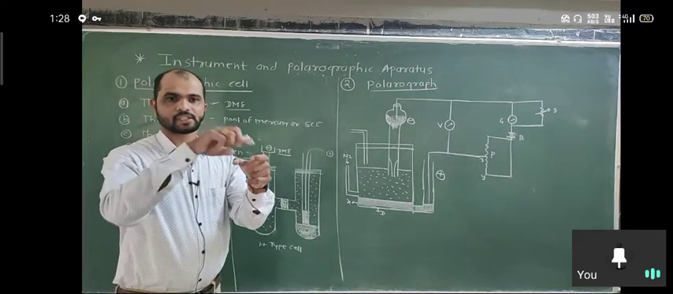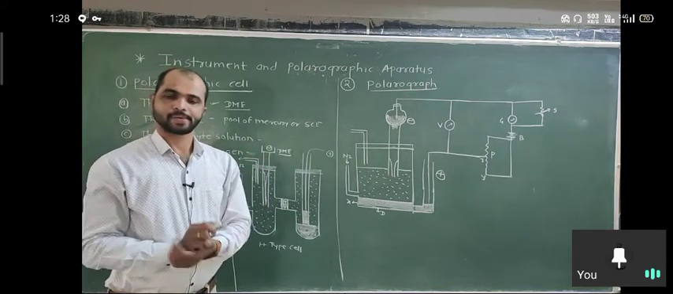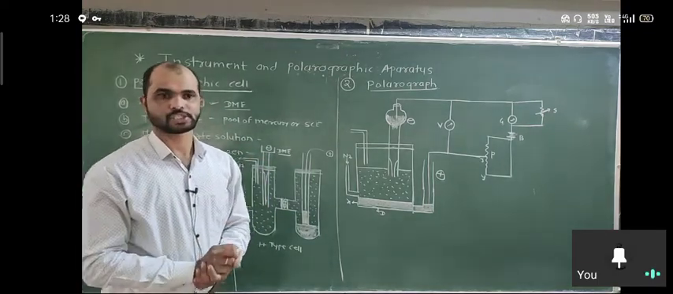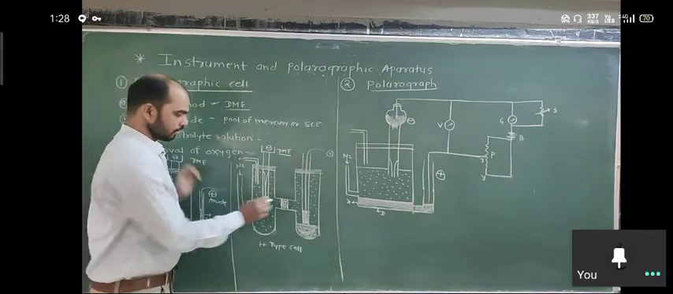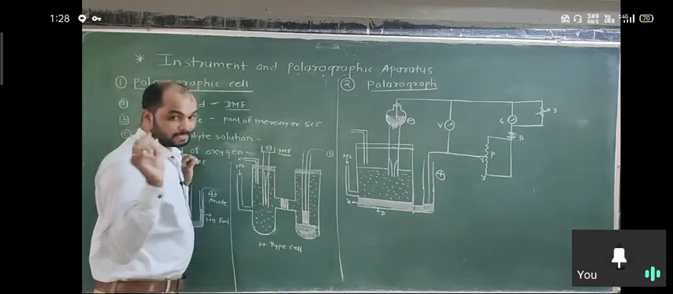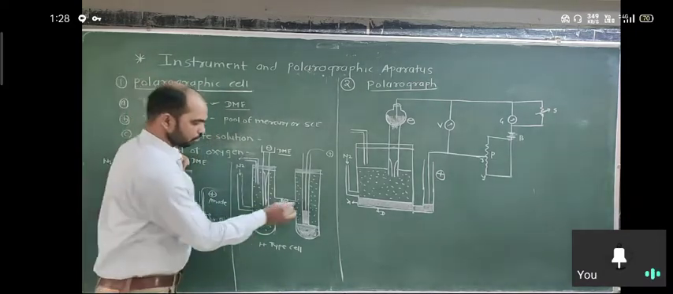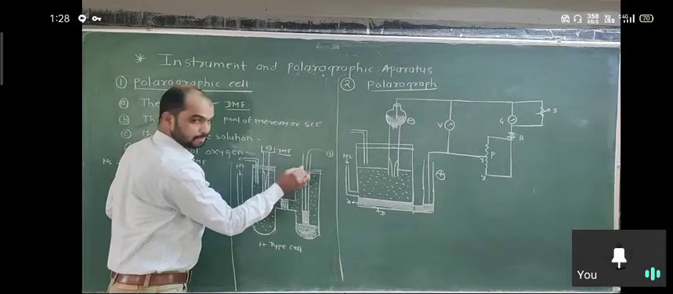They are connected with the bent tube, and the bent tube contains the agar-agar gel. त्याच्यामध्ये आपण agar-agar gel वापरतो, suspension वापरतो agar-agarचा. So this suspension contains the electrolyte, त्याच्यामध्ये electrolyte असतो. So what happens when current is applied?